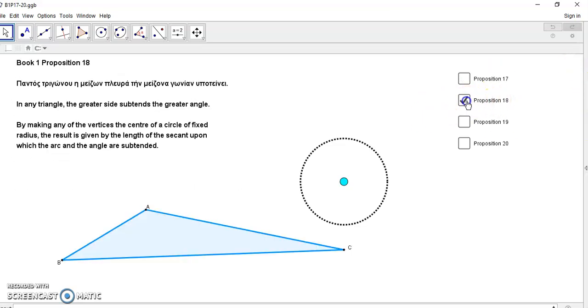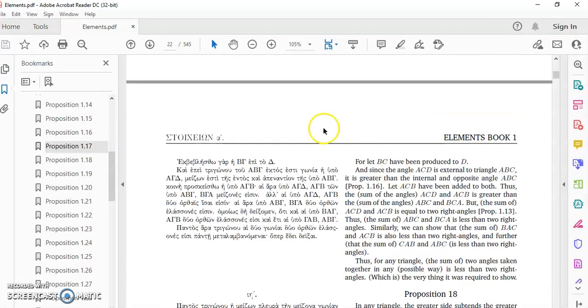So proposition 18 says that in any triangle the greater side subtends the greater angle. In any triangle the greater side, so this is the greater side here, right? It's saying that this is the greatest angle. And of course again Euclid goes into a long drawn out proof.